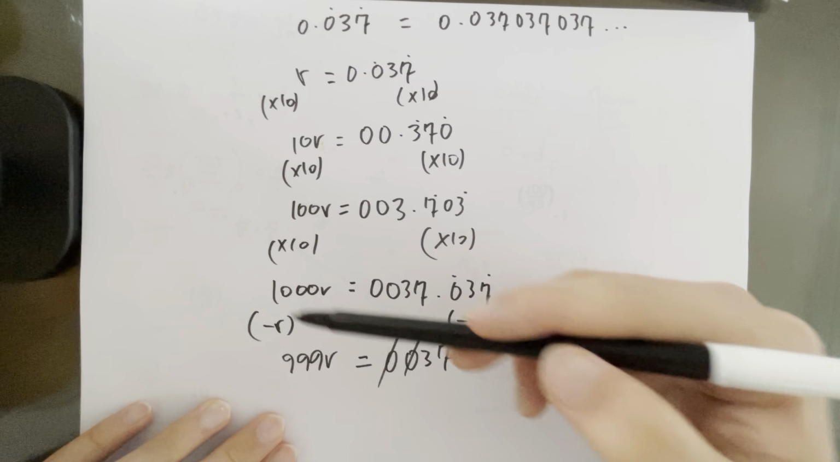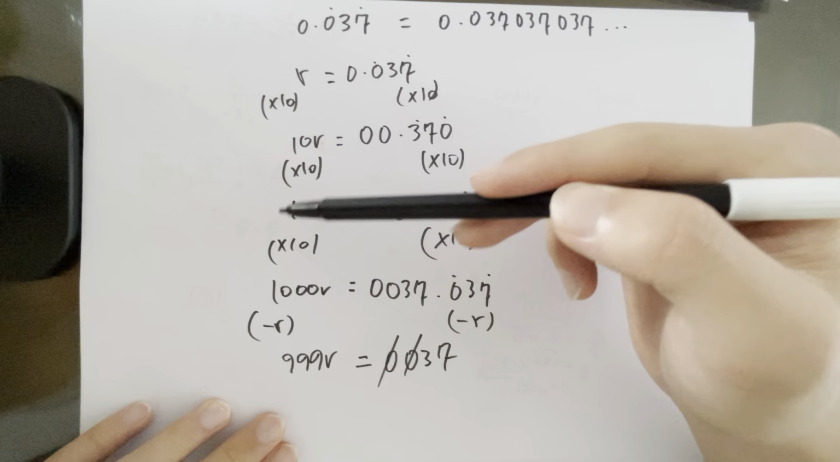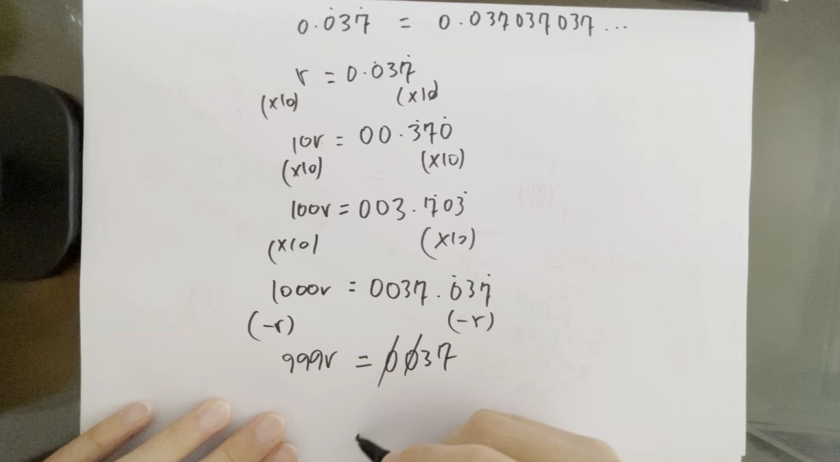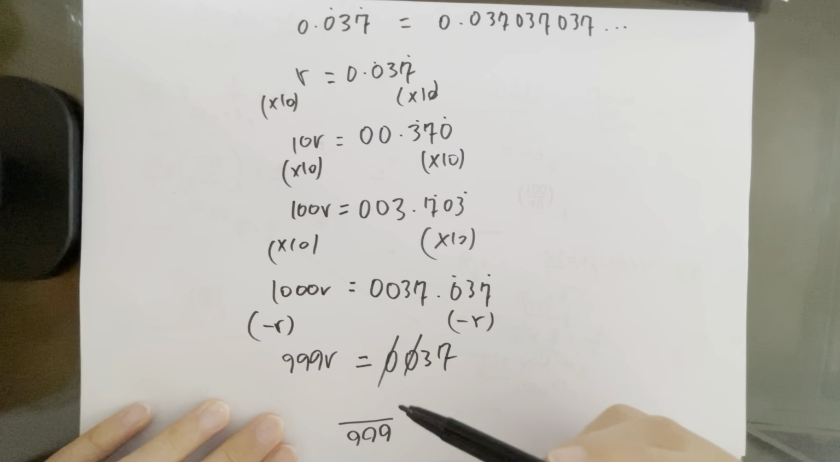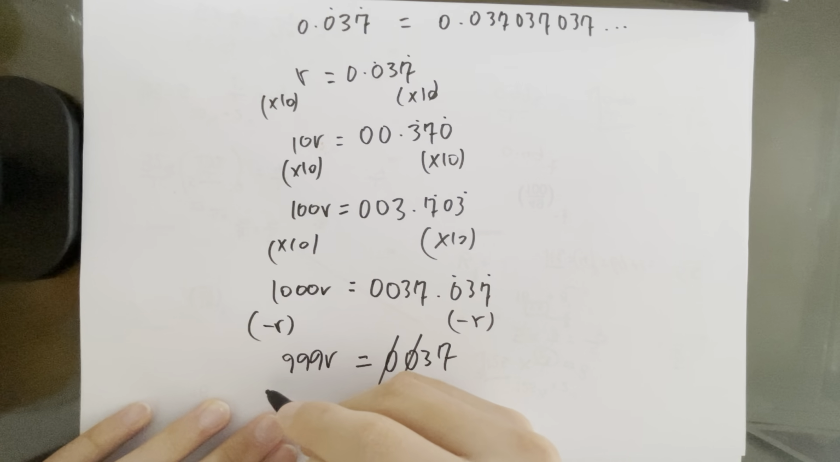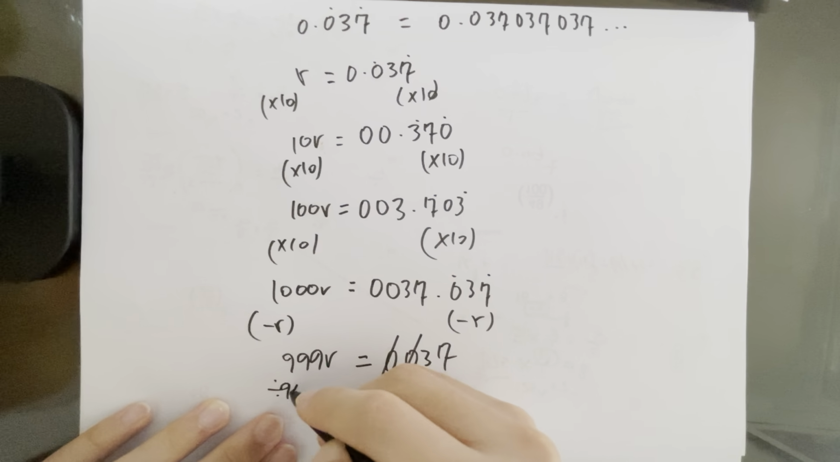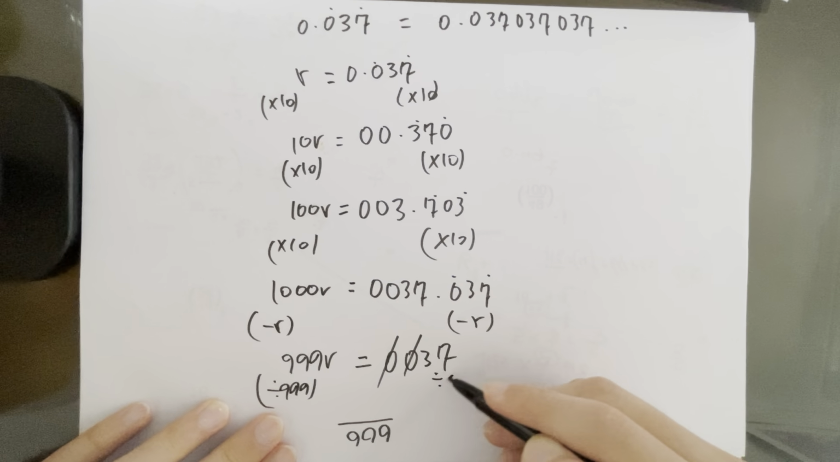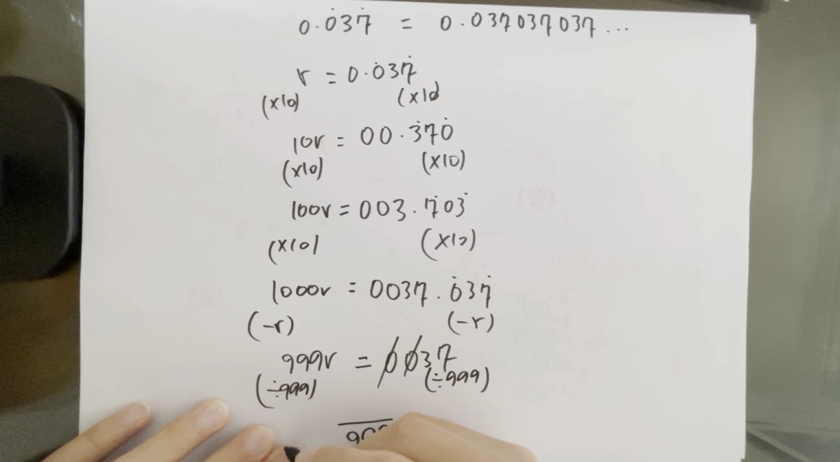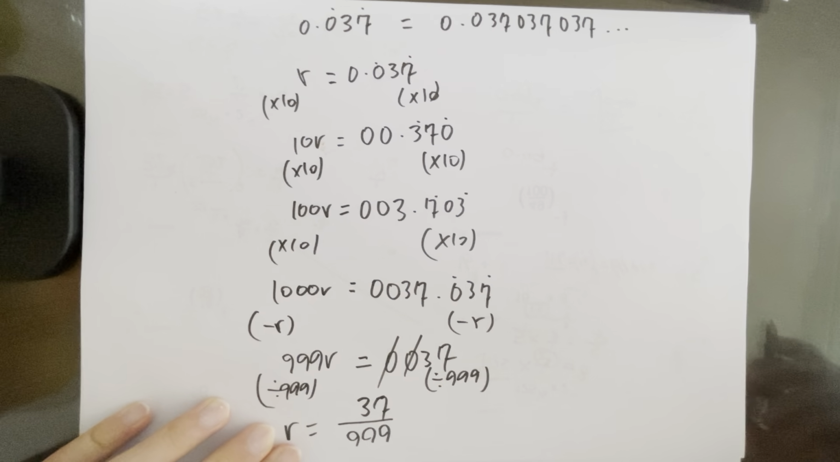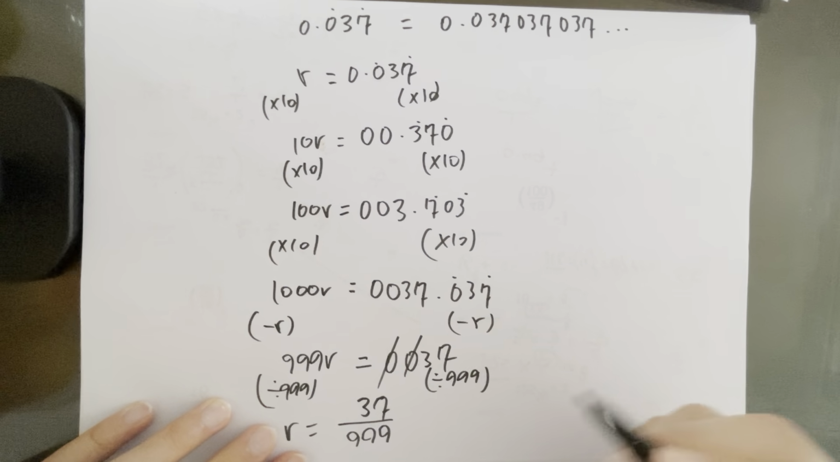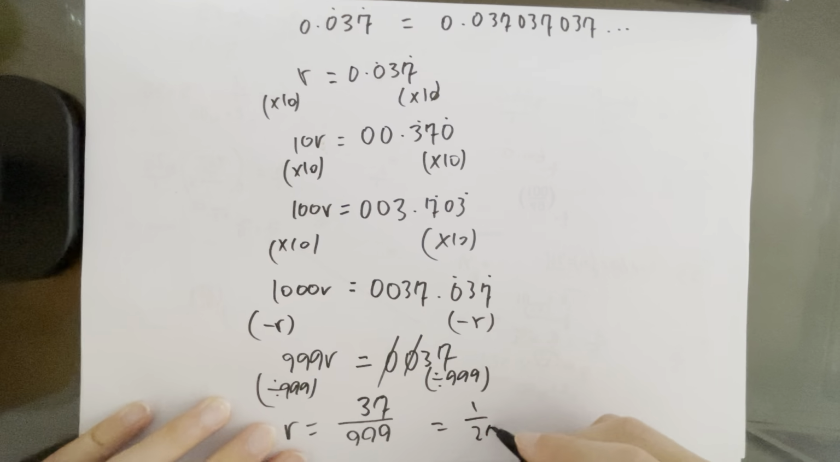So we multiplied it by 10, by 100, by 1,000. So it's going to be 999. And we're dividing by 999 on both sides of the equation, right? So divided by 999, divided by 999. That's going to give us r is equal to 37 over 999. And 37 over 999 can be simplified to become 1 over 27.